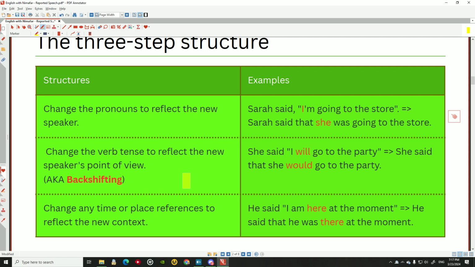Third, change any time or place references to reflect the new context. Here we can say the adverbs, like here to there, now to then, like yesterday, today, tonight, tomorrow. He said, "I am here at the moment." The time the guy said this sentence was, I don't know, yesterday, 6 p.m. Right now, we are in a different time, on another day. So, can we still say "at the moment"?